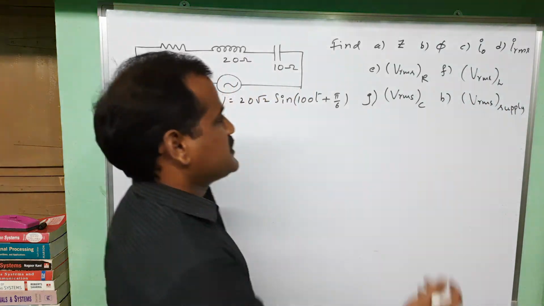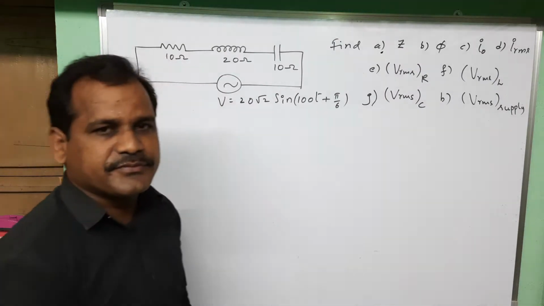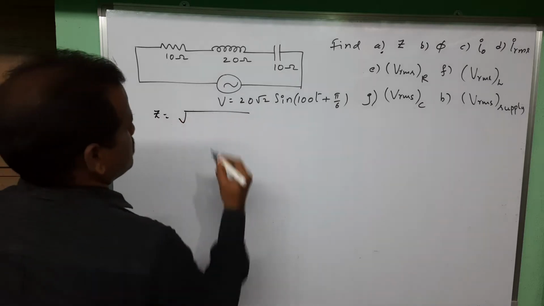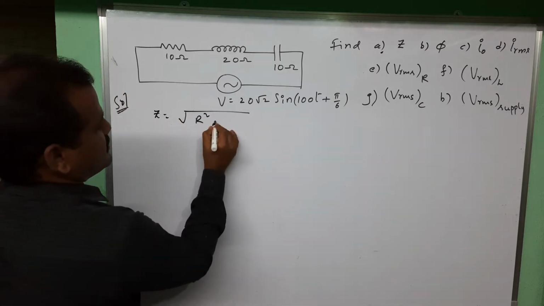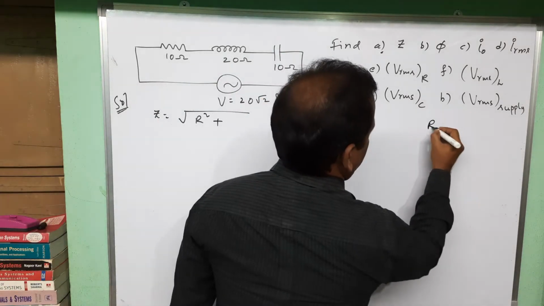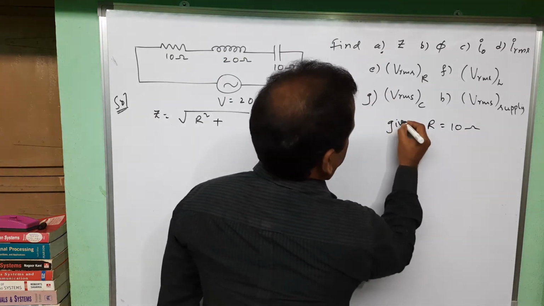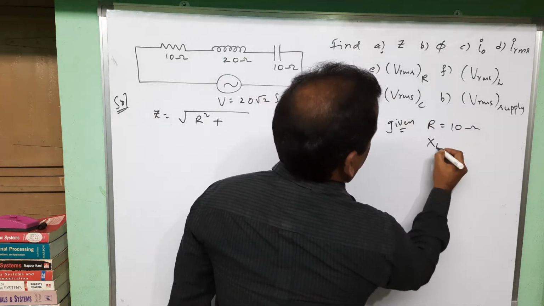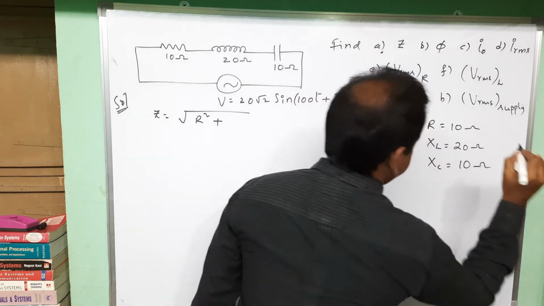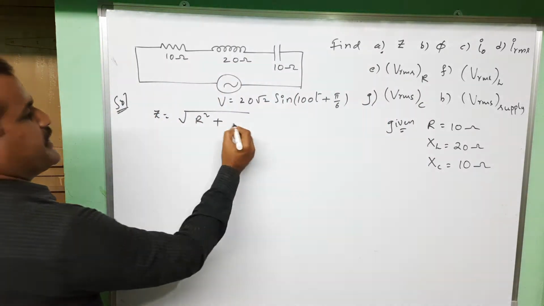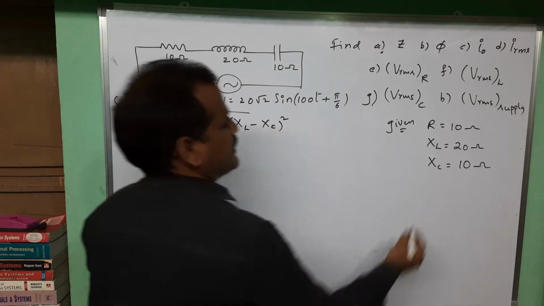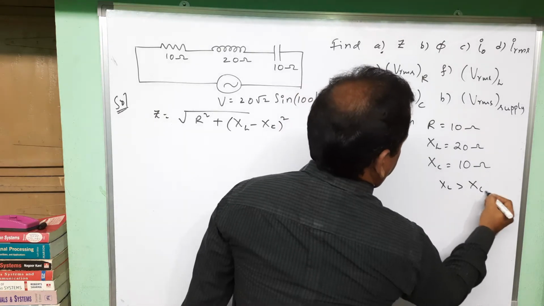So for that, first let us calculate impedance here. What is the formula for impedance? It is square root of resistance square plus, here XL and XC are given. The given R is 10 ohm, XL value is 20 ohms and XC value is 10 ohms. So it is (XL minus XC) whole square, because here the XL value given is greater than the XC value.